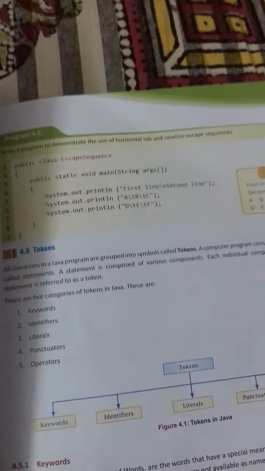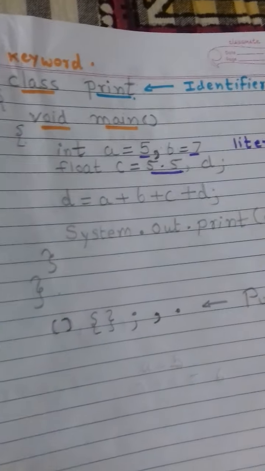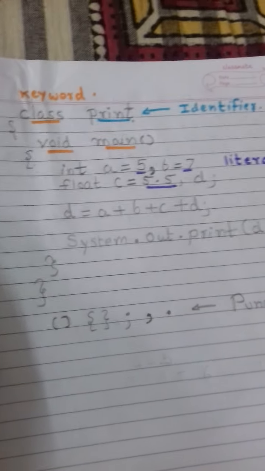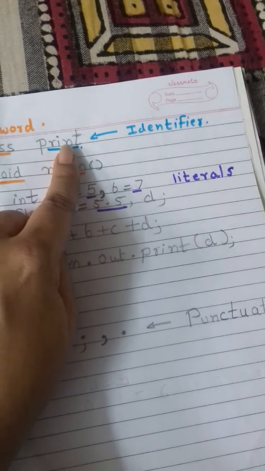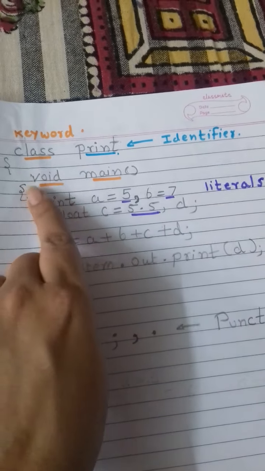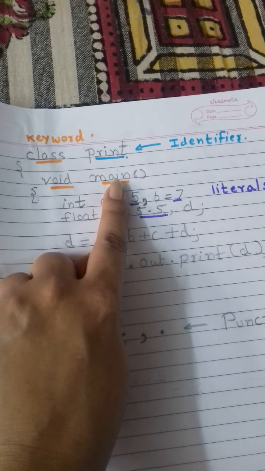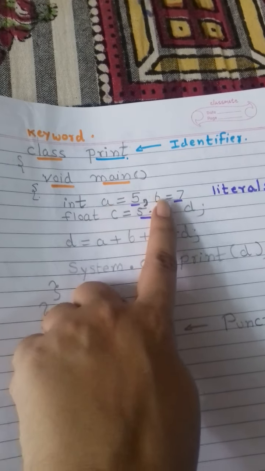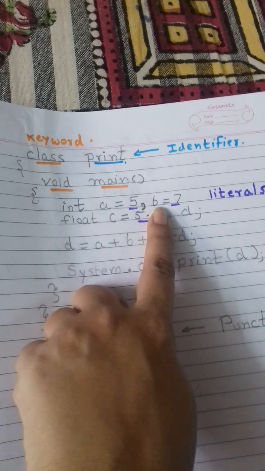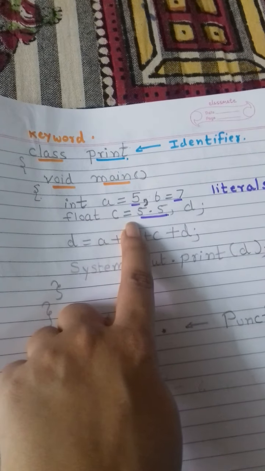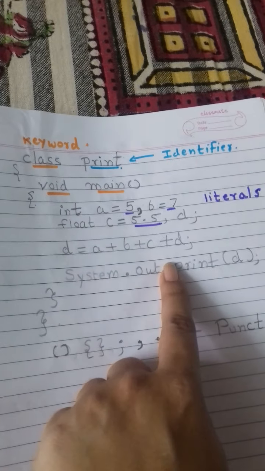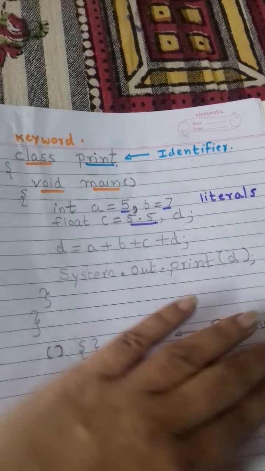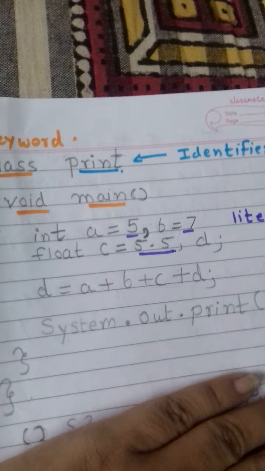Okay, let's review a program. It's a simple program. Can you see what I have done in this program? I have taken class as print. Print is a class name. Then I have started the program with void main. I have taken here 2 integers a and b with values 5 and 7. I have 2 floats c and d. I have added them and I have printed them. Just refer to the above program.